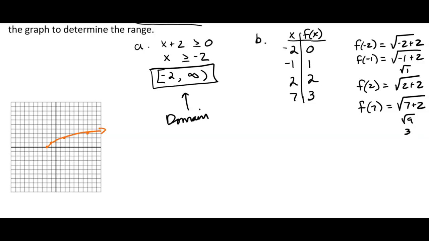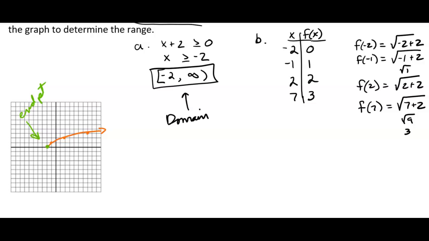Now, how do I know that it stops? How do I know that this is an end point? And it's because of your domain. You can't have an x value less than -2. So you've got to stop right there at -2. That makes this a solid point, not an arrow, but a solid point there. Okay? And then it just keeps going off to the right in kind of that curved shape.